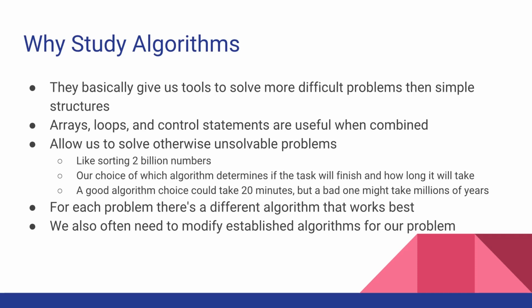For example, with those 2 billion numbers, if we know they're all integer numbers, then we could use a very powerful sort called radix sort, which could only take 20 minutes. But if we try to use a bad sorting algorithm like insertion sort, it might take millions of years. So we have to make sure we pick the right type of sort for the situation.